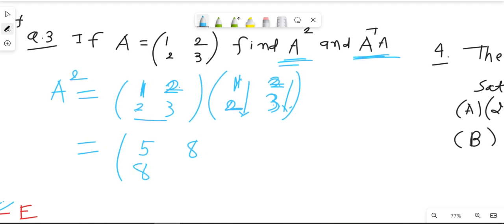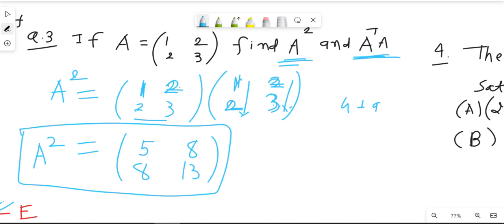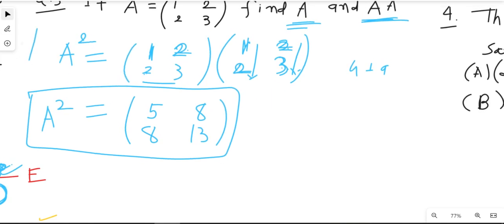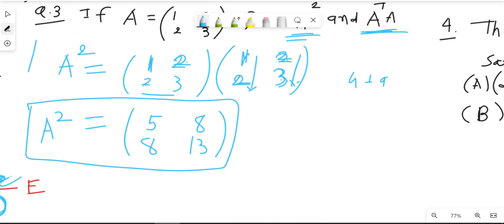2 plus 6 will be 8, and then second row, second column, 2 2s are 4, 3 6s are 18... 4 plus 9, it will be 13. So this is our A square. And now we have to take the transpose of A. So A transpose will be like this, that is A transpose.